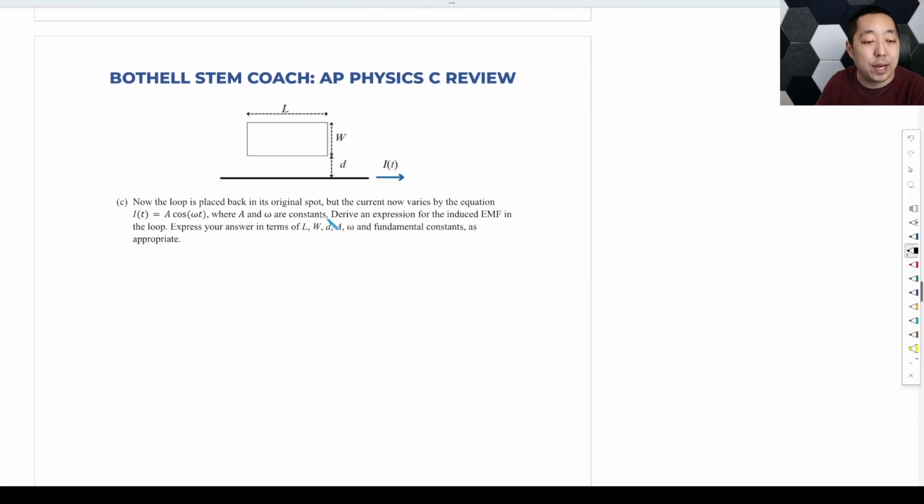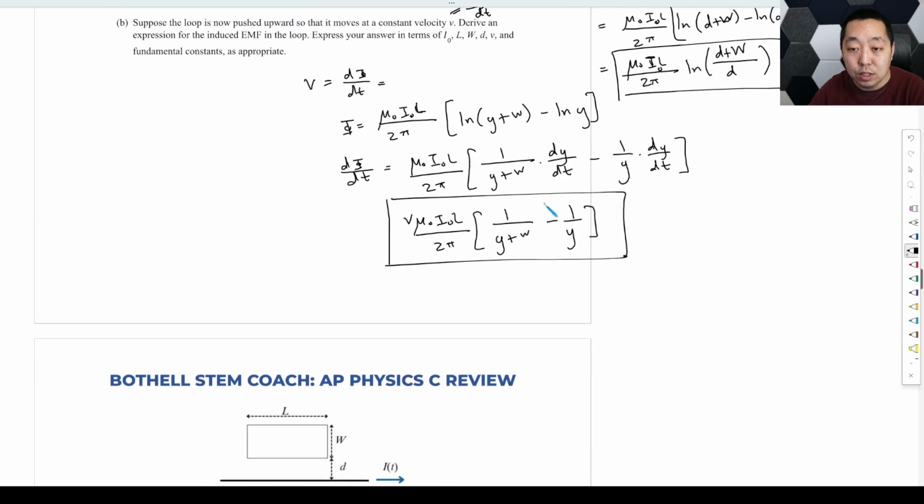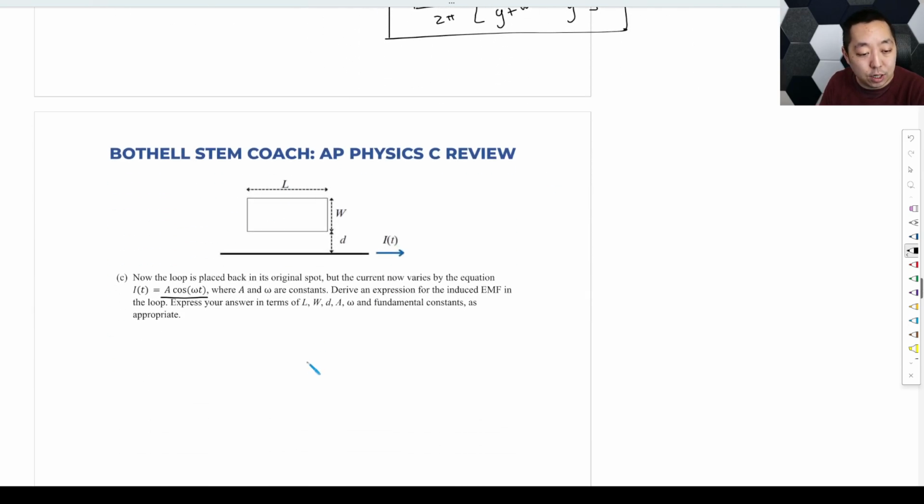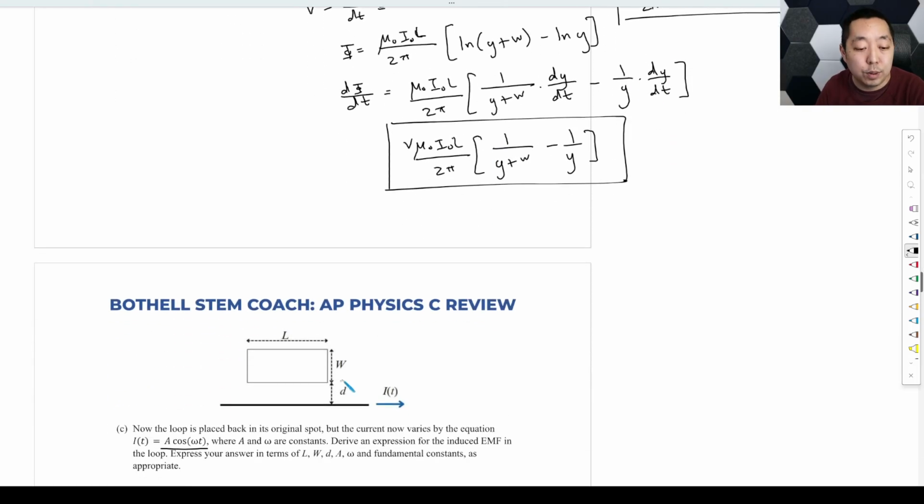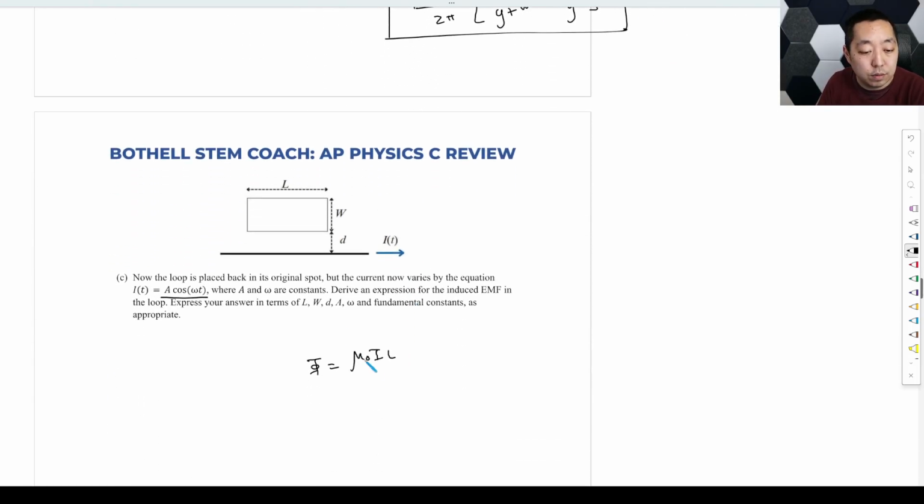Now the loop is placed back in the original spot, but the current now varies by the equation I equals A cosine omega t. Derive an expression for the induced EMF. So now we go back to our flux equation. It's mu naught I L over 2 pi. Now the current is not I naught, it's changing. So it's ln of d plus w over d.